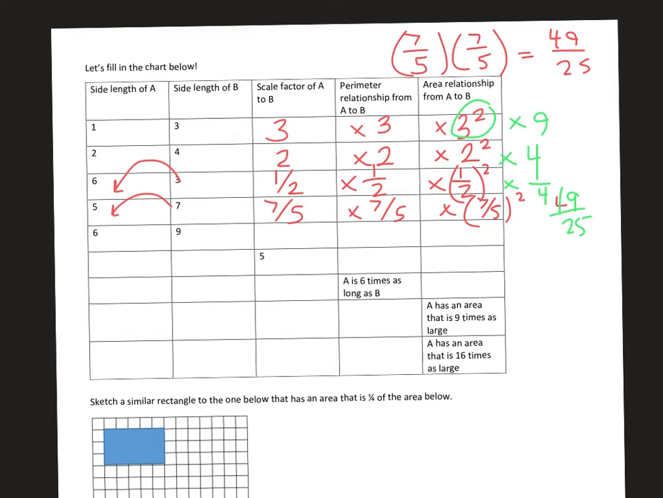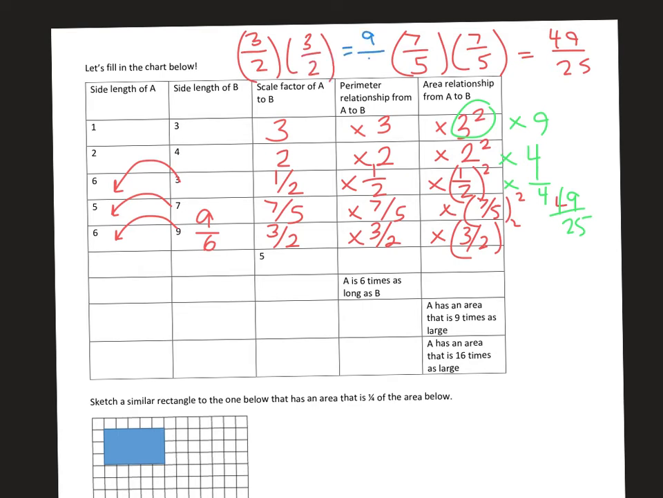Okay, next one, 9 divided by 6. Well, 9 divided by 6 reduces to 3 over 2. So the perimeter relationship is multiply it by 3 over 2. And this one's going to be times 3 over 2 squared. So 3 over 2 times 3 over 2 is going to be 9 over 4. So I'm going to multiply the area by 9 over 4.